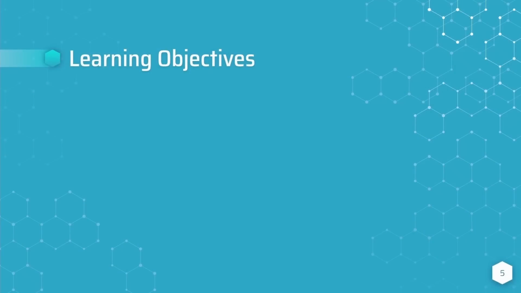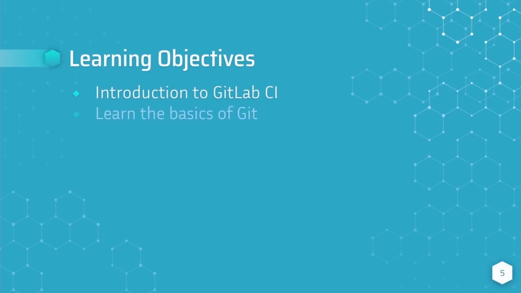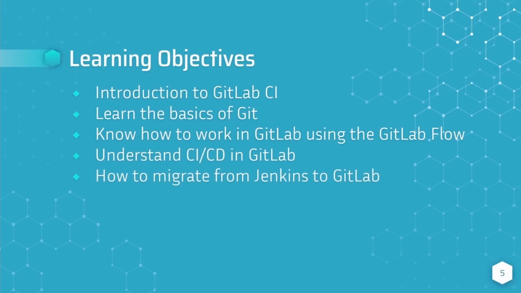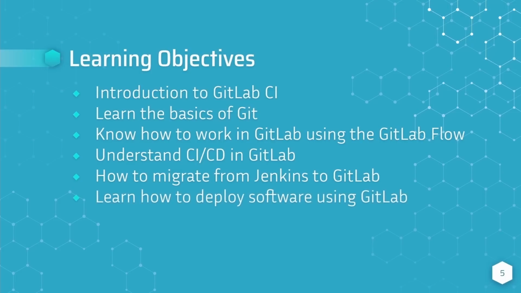Now let's quickly go over our learning objectives. The first learning objective is to give you an introduction to GitLab CI. You will also learn the fundamental commands of Git. You will know how to work in GitLab using the GitLab flow. You will also understand and be able to perform CI/CD in GitLab. You will know how to migrate your Jenkins pipelines to GitLab. And you'll learn how to deploy software using GitLab's packaging and releasing features.